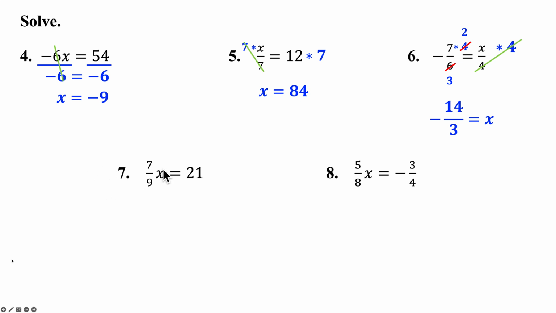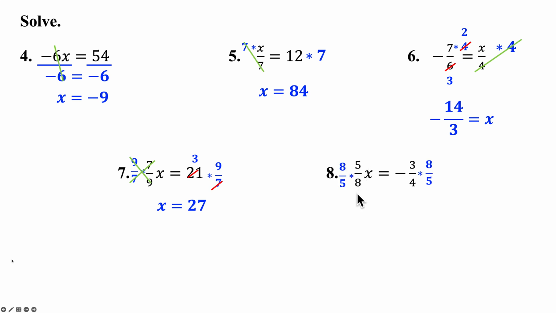Number 7, here we have both multiplication and division going on. Well, what we can do is take care of this all at once. Remember, we talked about reciprocals, and when you multiply reciprocals together, they cancel and reduce to a 1. So if I flip 7 ninths to 9 sevenths and multiply that to both sides, those will all cancel, leaving me an x. 7 goes into 21 3 times. 3 times 9 is 27. There's my answer.